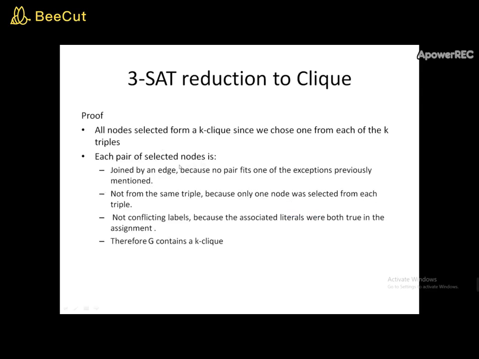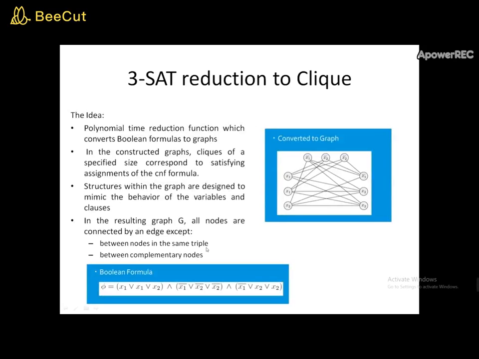Now here you can see that all nodes selected form a k clique, since we choose one from each of the k triples. So each pair of selected nodes is joined by an edge because no pair fits one of the exceptions previously mentioned. What are those exceptions? They are the 2 exclusion rules that we have stated. Not from the same triple, and no conflicting labels, because the associated literals were both true in the assignment. So therefore the graph contains a k clique. When I say k clique, it simply means that in the previous graph you have 3 cliques here.